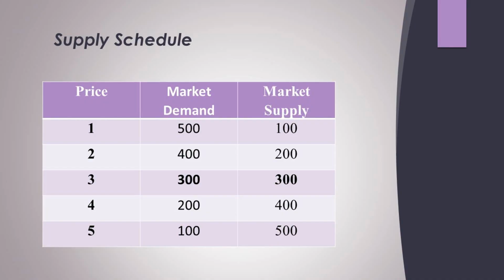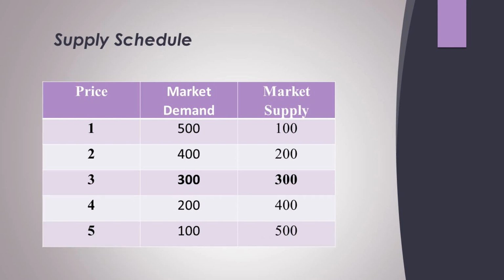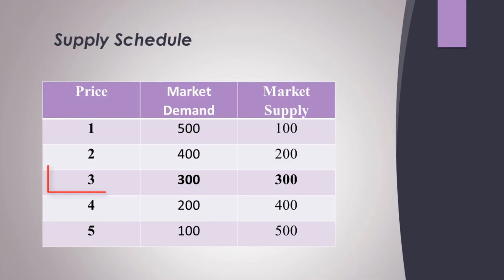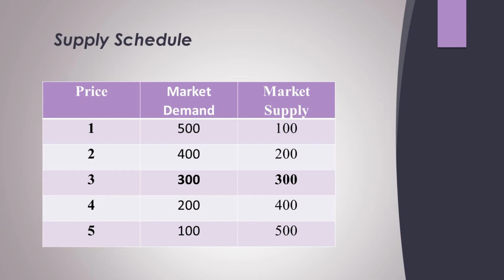So price increased further from 2 to 3 and quantity demanded fell from 400 to 300 while quantity supplied increased from 200 to 300. So look at the initial two price changes, 1 and 2, and the last two price changes, 4 and 5. At 4 and 5, the market supply is greater than the demand, while at the initial prices 1 and 2, market demand is greater than market supply. At price 3, market demand is 300 while market supply is also 300. So that is the point of market equilibrium.